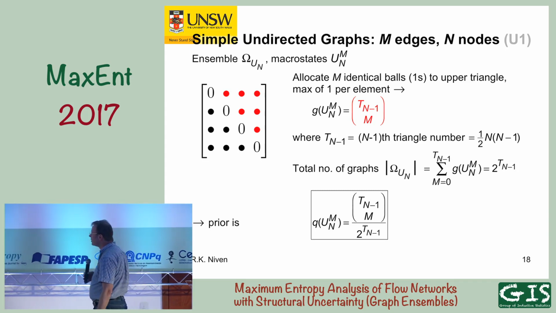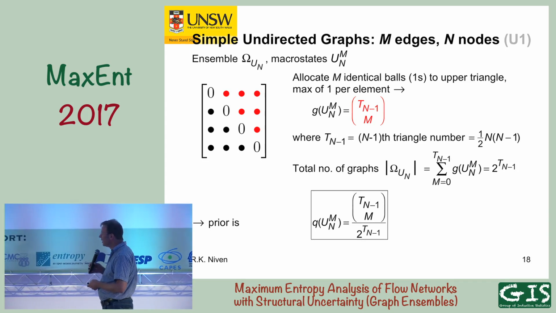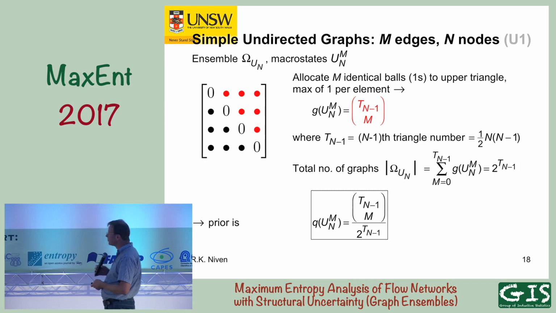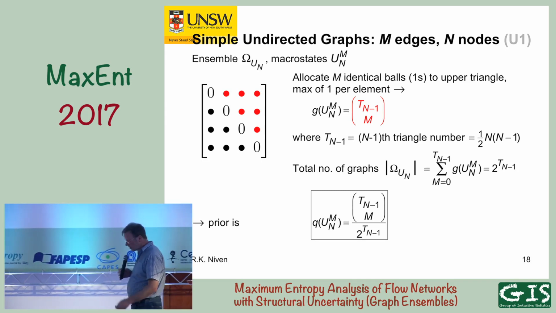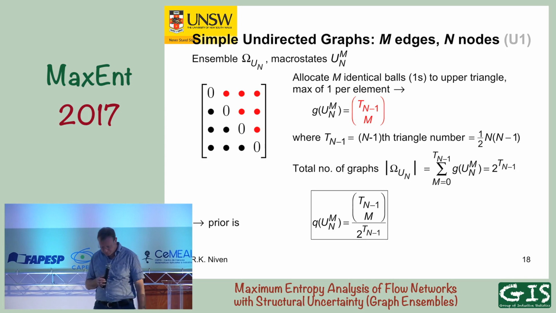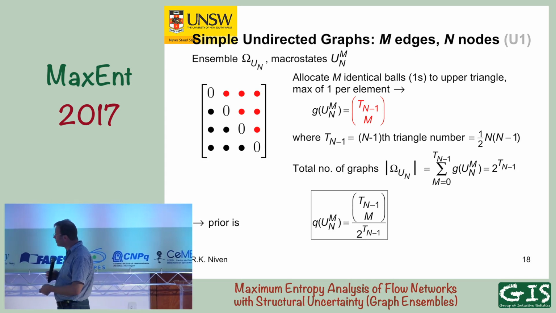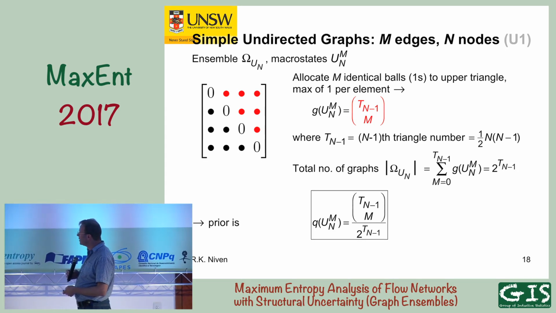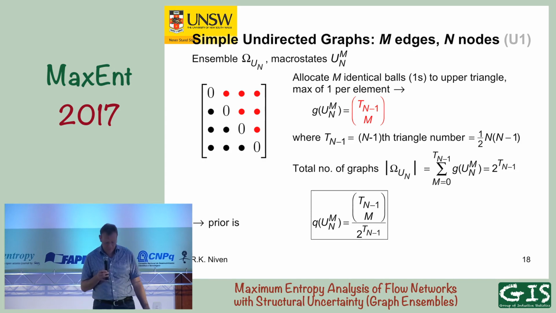And how many ways are there to form these graphs? Well, we've got capital M balls representing ones, which we can allocate to, this is a triangle number, or the n-1th triangle number. So in that triangle, there it is there. That's how many there are. We can count those, we can sum over all possibilities of numbers of edges, and that gives us our total, and therefore we can derive our prior. So, simple.